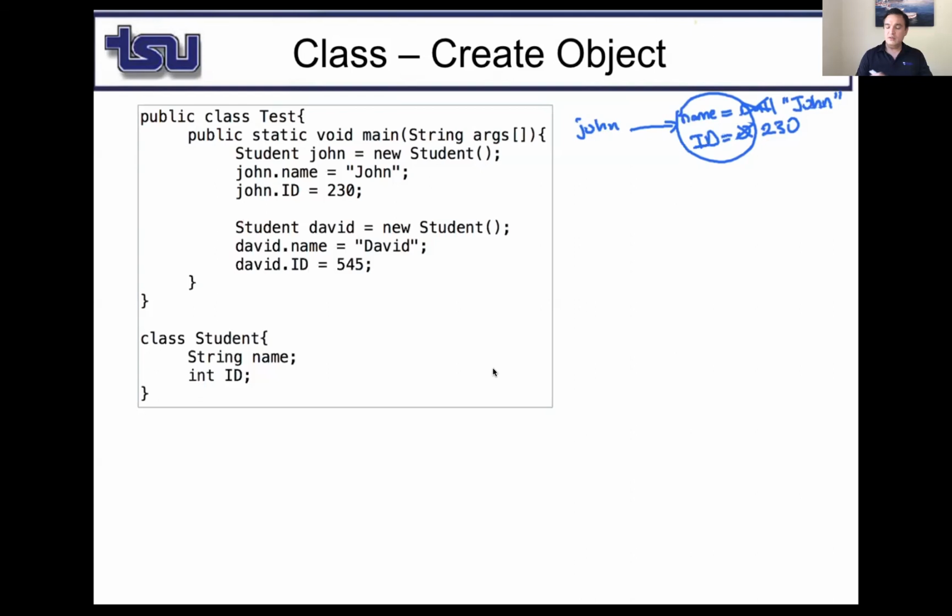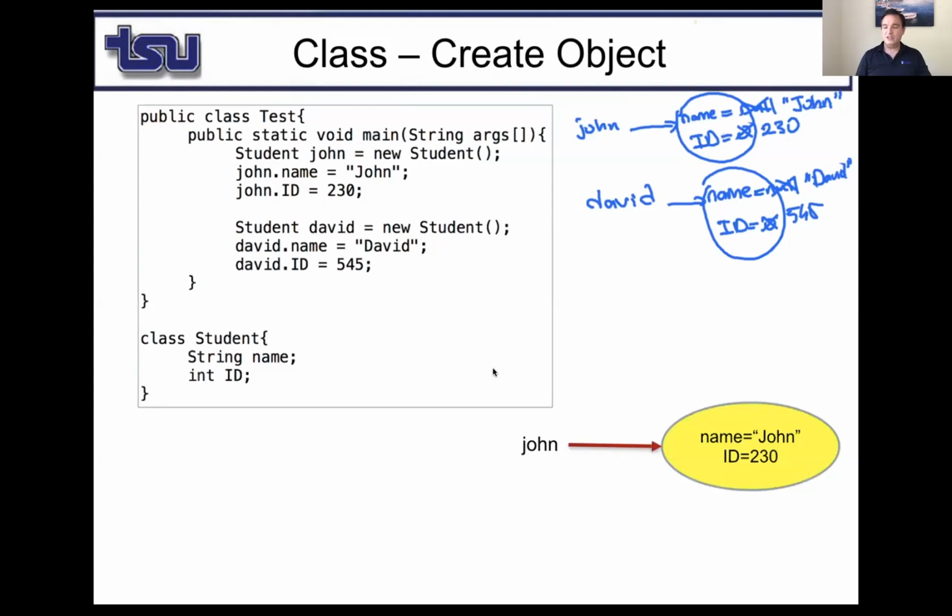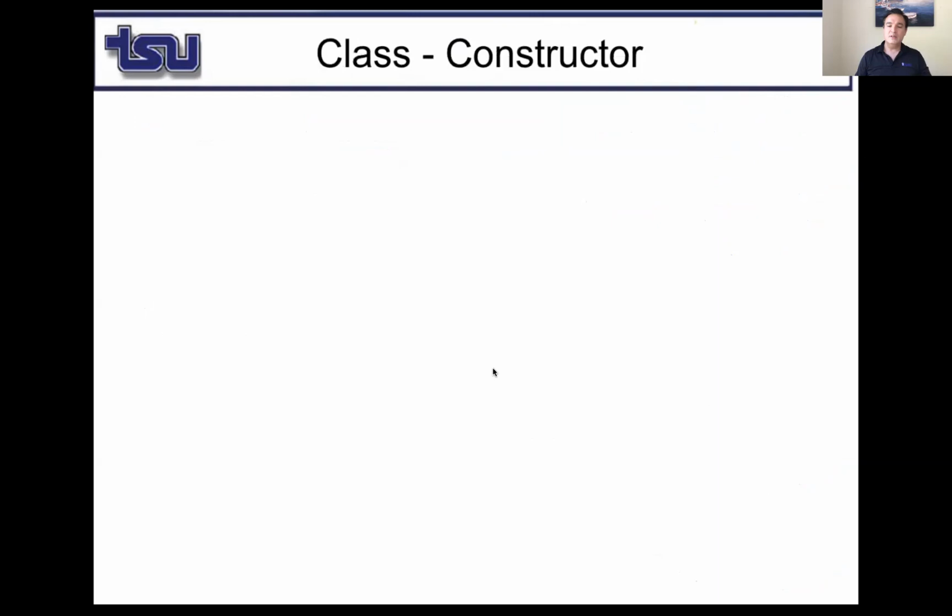Then I go to this line, okay? It says create an object called David. It points somewhere in the memory. And here I have name. Name is initially null, and ID is initially 0. Similarly, when it says david.name equals "David", go to the memory space where David points to and change name to David. So it is not null anymore, but it is what? David. You see the double quotes because name is a string. Similarly, ID will be 545. I hope you understand this. So that means John points to a memory space where name is John and ID is 230, and David points to a memory space where name is David and ID is 545.